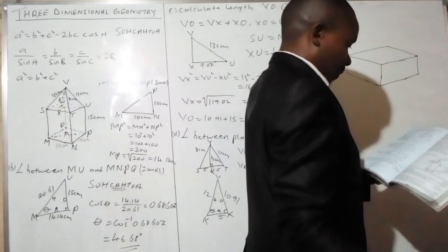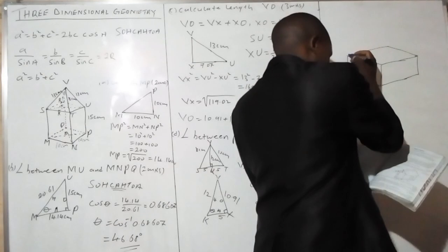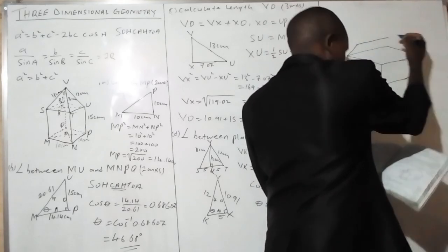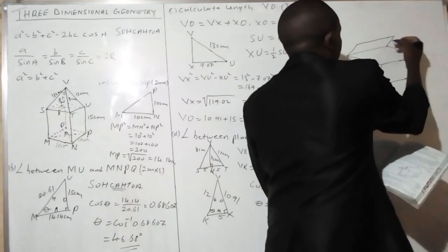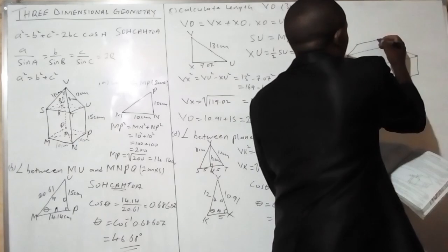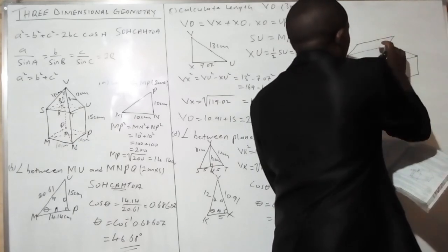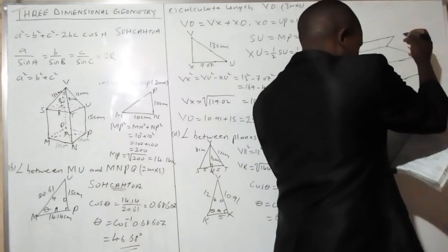Then this box is open. It's open like this. Then you have a line from this point up to the base, yeah, up to the base of the box.